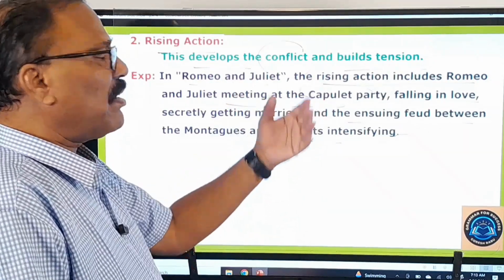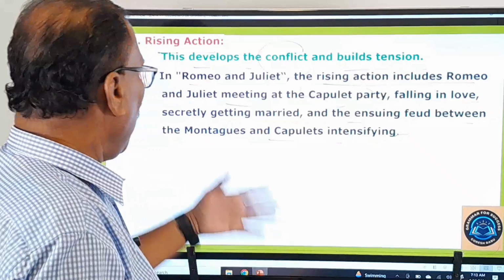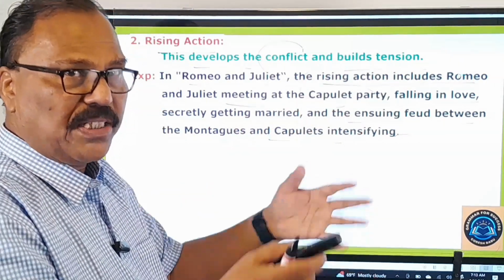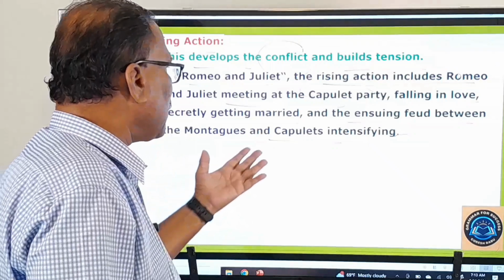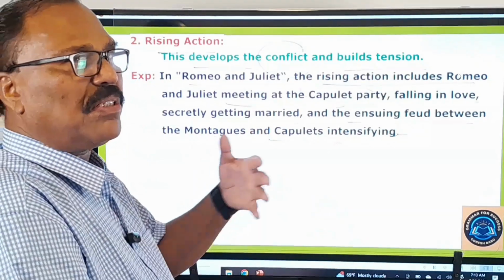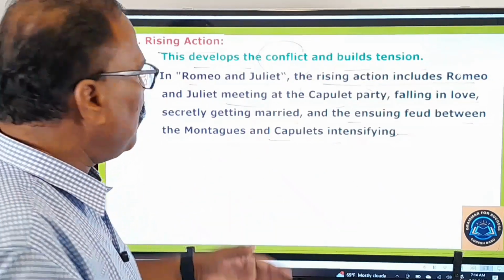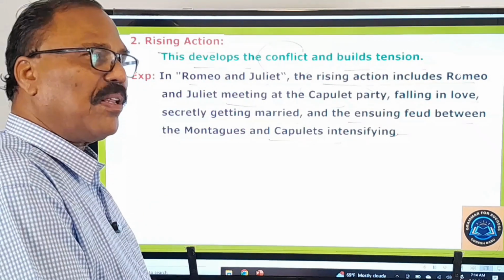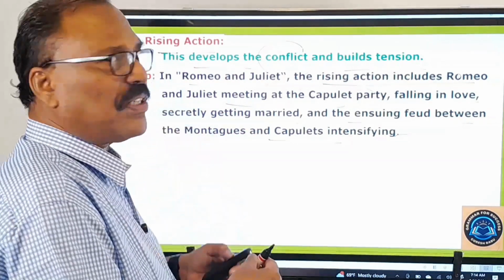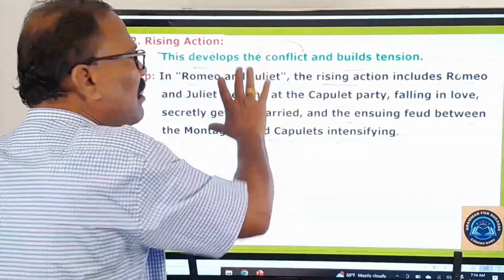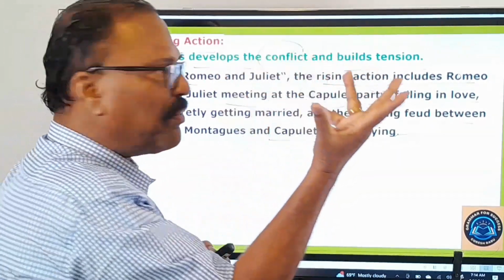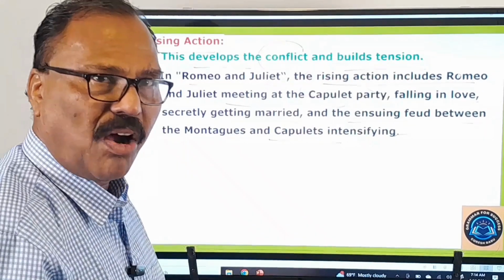Meeting at the Capulet party, falling in love with each other, and getting married secretly. And next, the already existing feud between the Montagues and Capulets becomes still more intensified. So this is about the rising action. From this you understand that in this stage the drama develops more and more, and it creates some kind of tension among the audience.